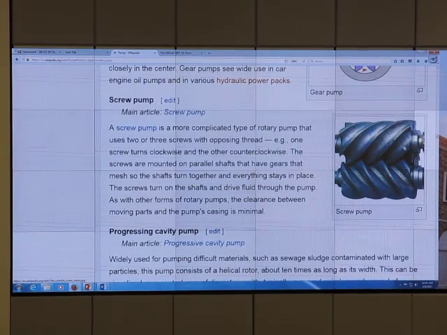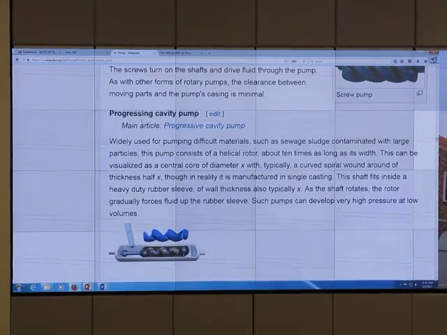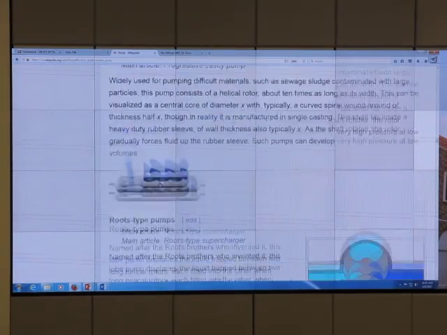Screw pump, same as a screw compressor. Okay, we push the volume of liquid forward, mechanically. We don't change one energy to another energy. So, screw pump. Generally, is this PD or centrifugal? Okay. So that is progressive cavity pump, PD.